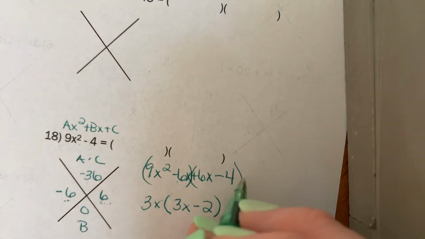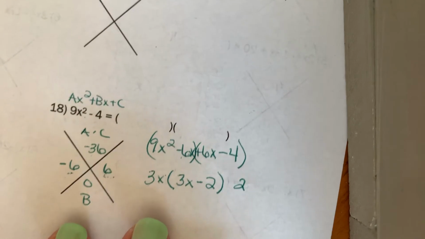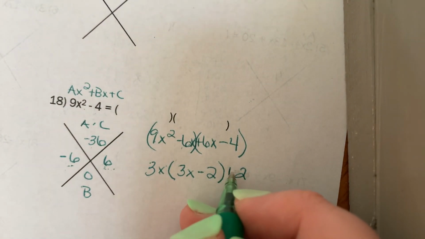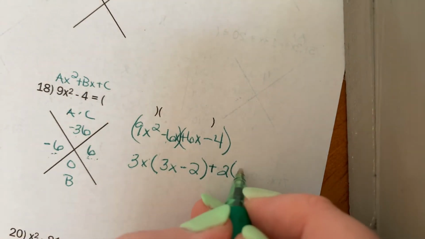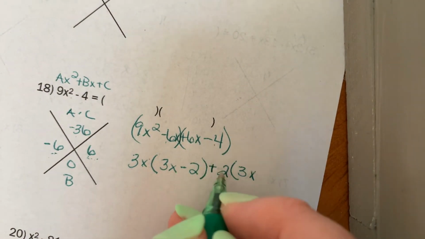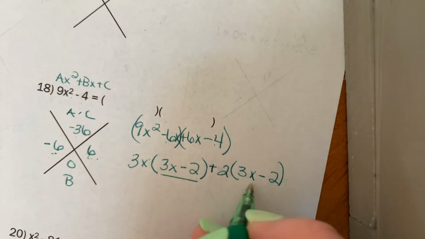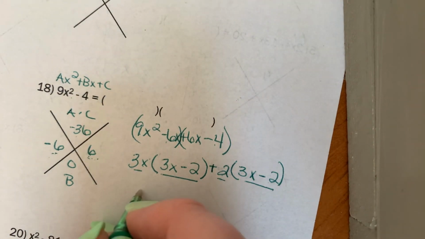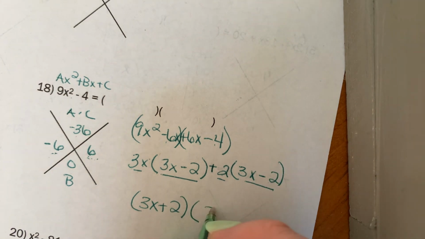6x and -4, what do they have in common is a 2. Need to determine if that 2 should be a positive or negative. Since this 6x is a positive, that means this is also going to be a positive. 6 divided by 2 is 3x. -4 divided by 2 is going to be -2. My parentheses match. So I'm going to put my greatest common factors together. So that's 3x plus 2. And then the remainders together, 3x minus 2.